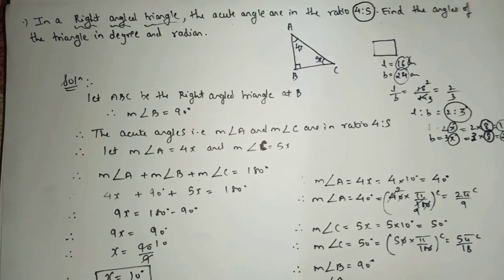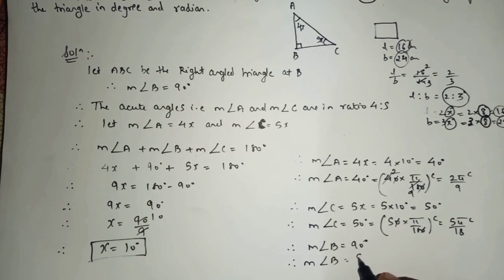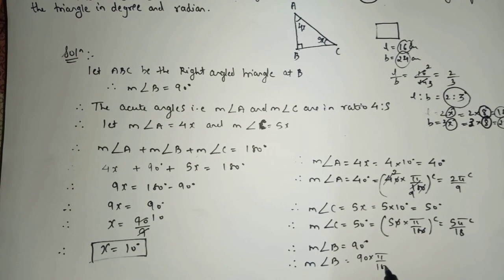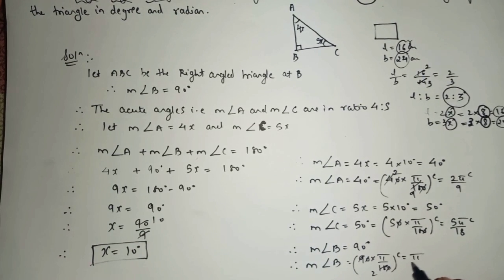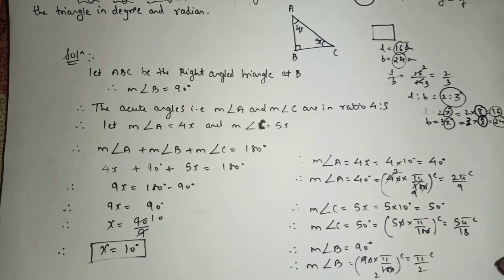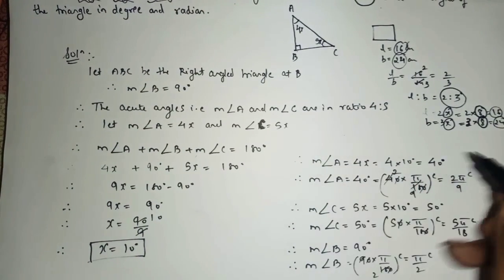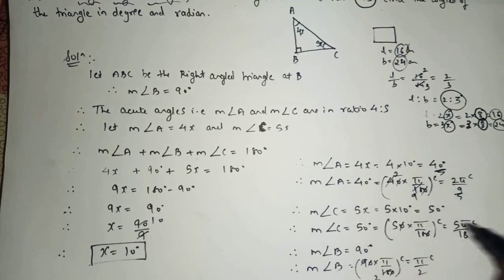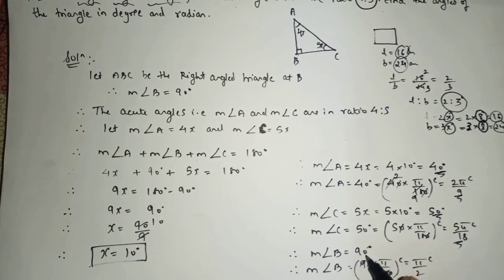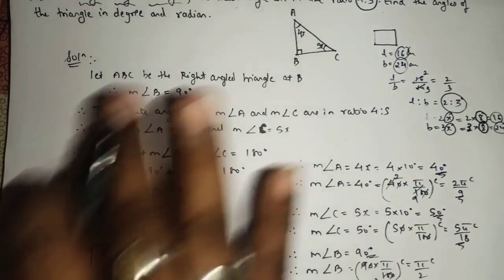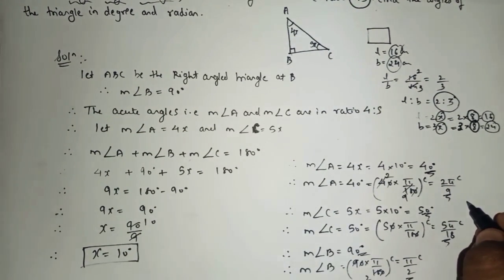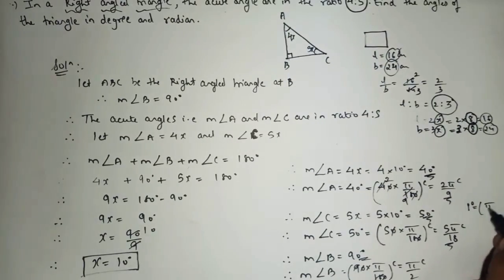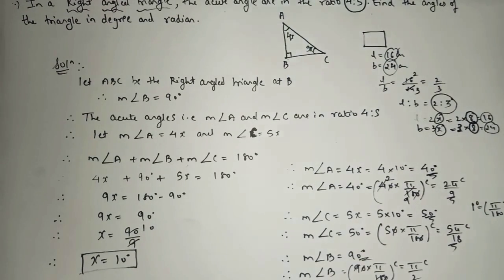Now we'll find the answer for B in radian. Simply multiply it by pi by 180. The 0 will get cancelled, 9 ones are 9, 9 twos are 18, so you will be left with pi by 2. So here we got the answer for all the angles in degree as well as in radian. In this way you will present your sum, and here you can write the reason as 1 degree is equal to pi by 180 radian. This is how you will present your sum in the exam.